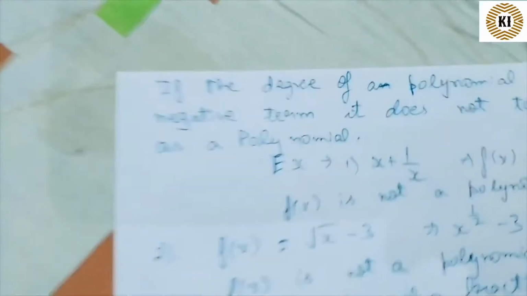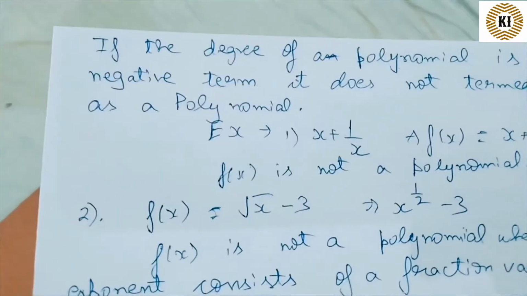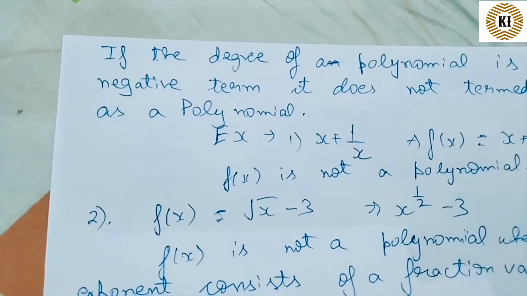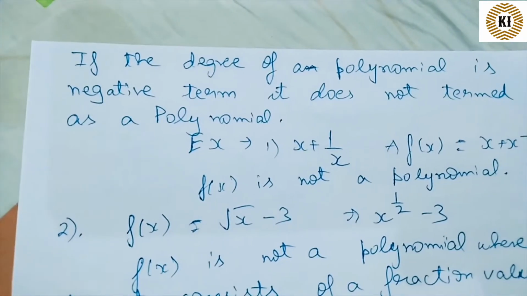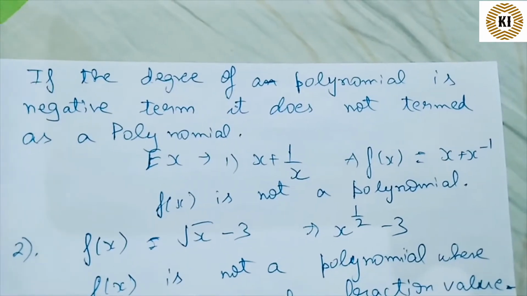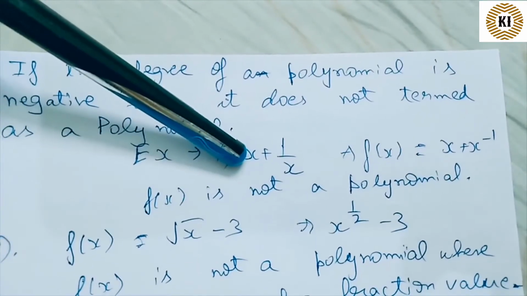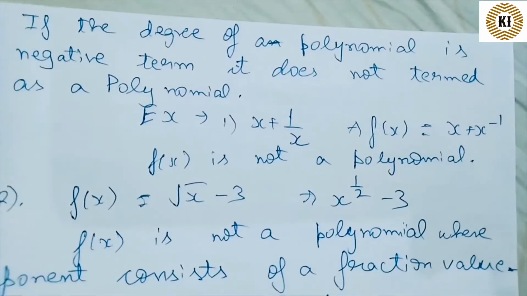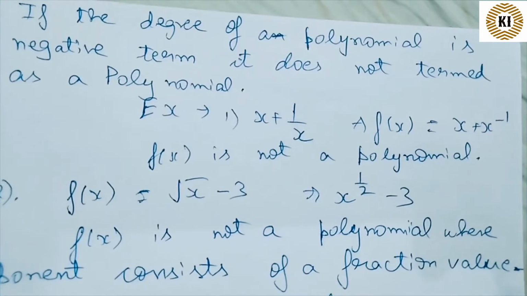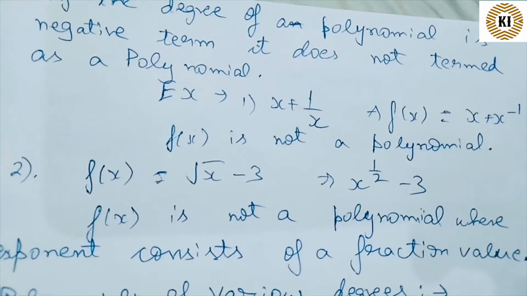Now next, if the degree of a polynomial is negative. If any degree is coming as negative, then that algebraic expression does not turn out to be a polynomial. Example I have taken as x plus 1 upon x. Here the degree of this x is 1, and this 1 upon x we can write as x to the power minus 1. So the exponent is coming as negative, so this is not termed as a polynomial.